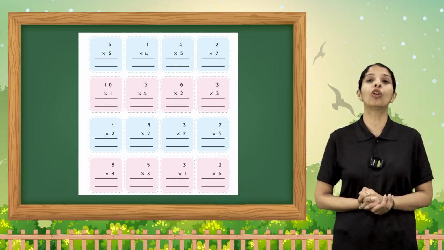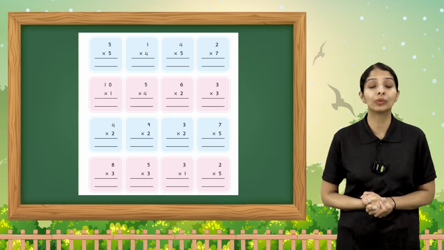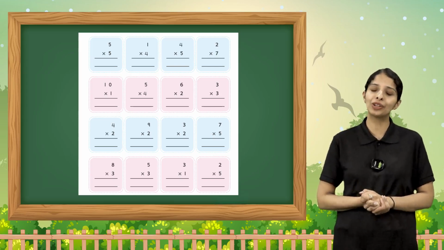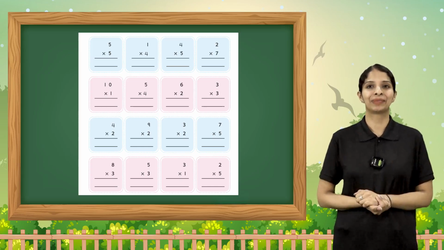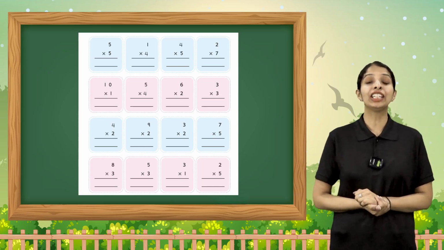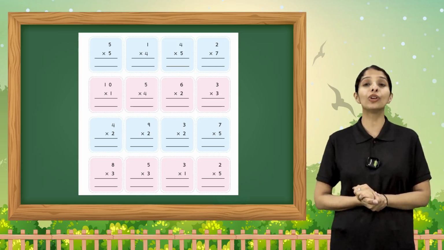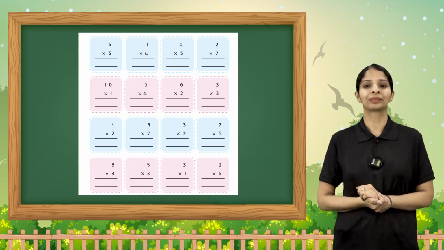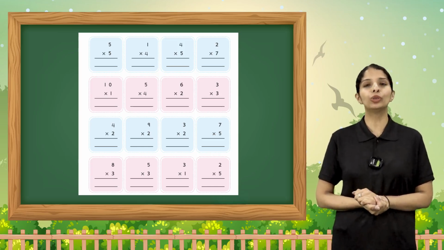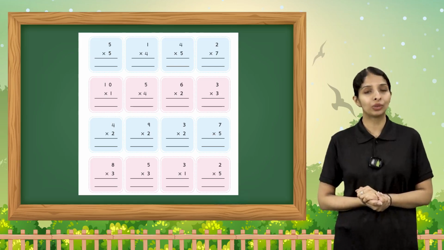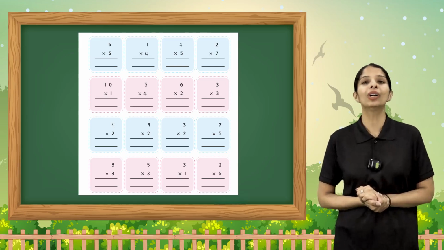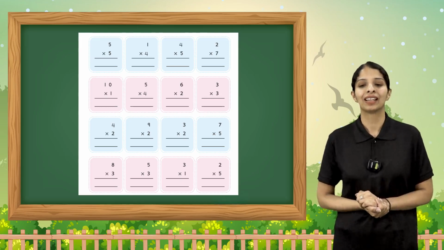Now next is 4 into 2. So 4 into 1 equals to 4. 4 into 2 equals to 8. Next 9 into 2. 9 into 1 equals to 9. 9 into 2 equals to 18. Next 3 into 2. So 3 into 1 equals to 3. 3 into 2 equals to 6.